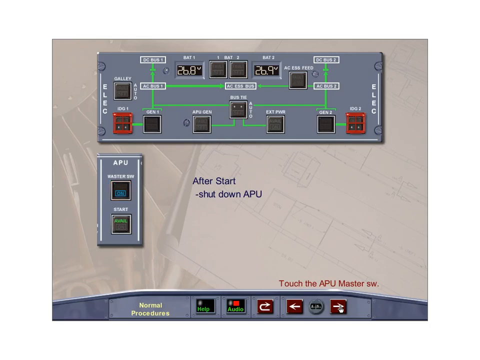If the APU was using APU bleed air, the APU will keep running at 75% power for a cooling period of 60 to 120 seconds. Touch the APU master switch to shut down the APU.